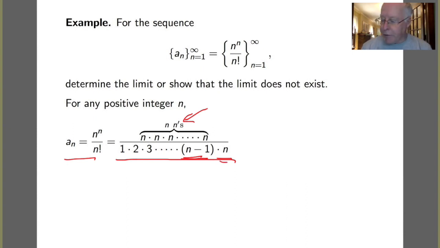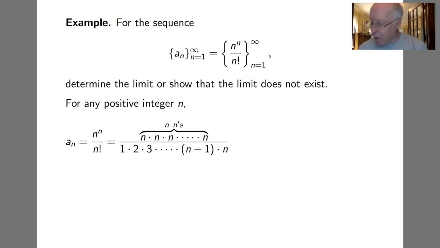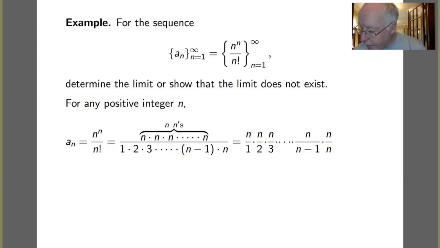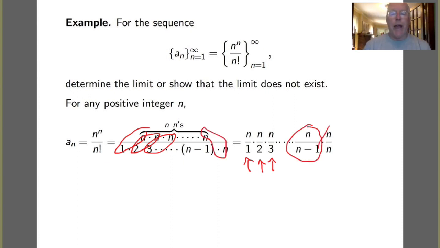Now, we're going to split this into some fractions by taking the n over 1 as one fraction, the n over 2 as another, the n over 3, etc. And then write this as n over 1 times n over 2 times n over 3. We'll have a fraction n over n minus 1, and the last fraction here will be n over n. There's n terms in the top, n in the bottom, so we can split this up into n fractions. Now, the key here is notice that all of these fractions are bigger than 1, except for the last one, which is just equal to 1.